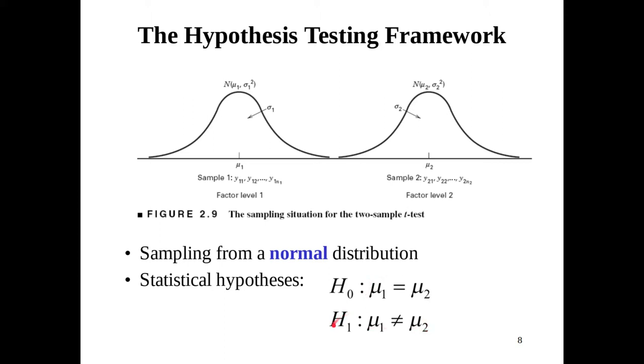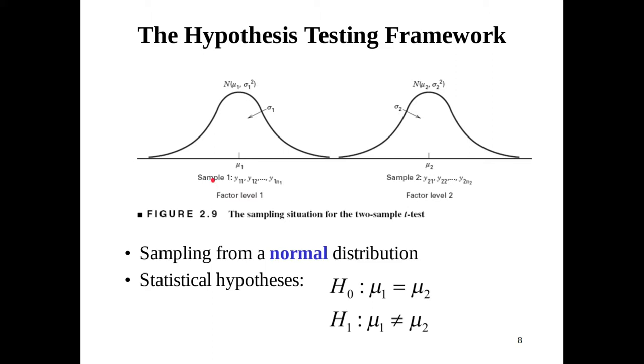And of course, as I said, we cannot know what mu1 and mu2 are. All we can do is collect a small sample. In this case, we collected a sample of 10, and then we calculate the sample average, which we can call y bar, right?